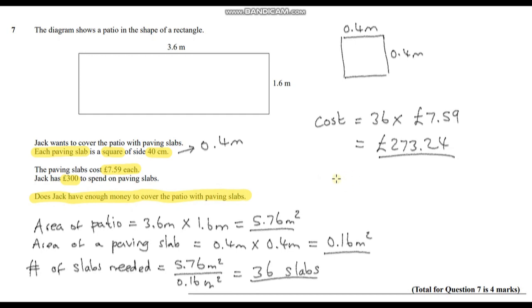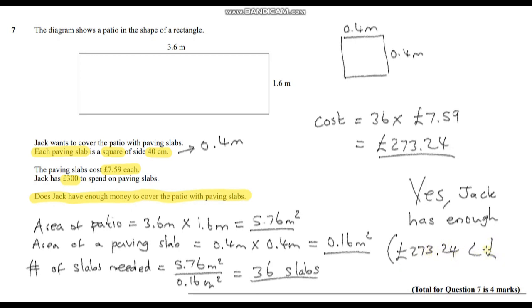Now we're told that Jack has £300 to spend. Does he have enough money? Yes. So we can put yes, Jack has enough. And then we could just put in brackets: £273.24 is less than £300. We don't need to work out how much change he gets. He gets quite a bit of change, so he's done well with purchasing all of his paving slabs. So he definitely has enough money.